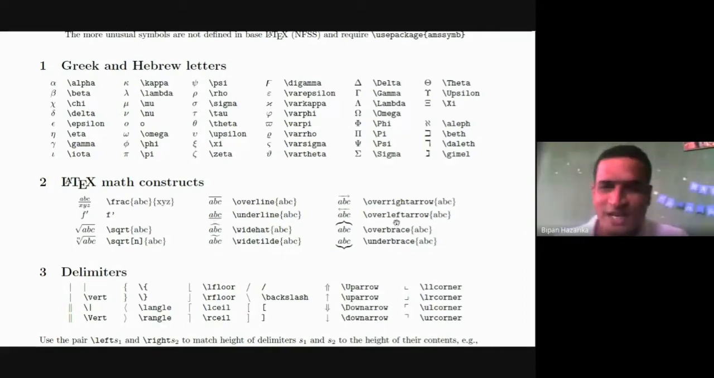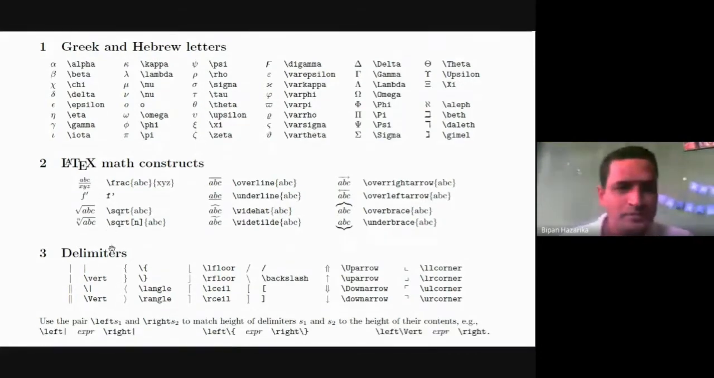This is the underline, similar to overline. Just replace the word overline with underline, and you get these symbols. Similarly, for the square root, if you write square root of ABC, you get this. And if you put a square bracket with n, that means the nth root of this number. So we can put n within the bracket and you get the nth root.